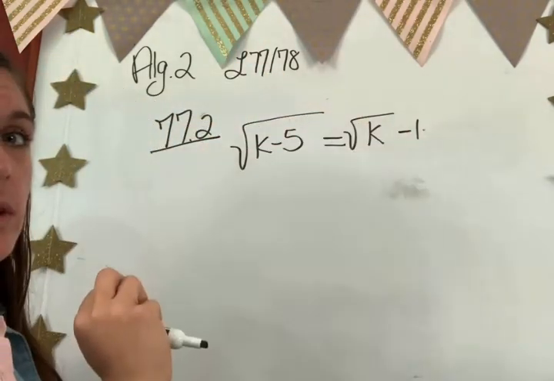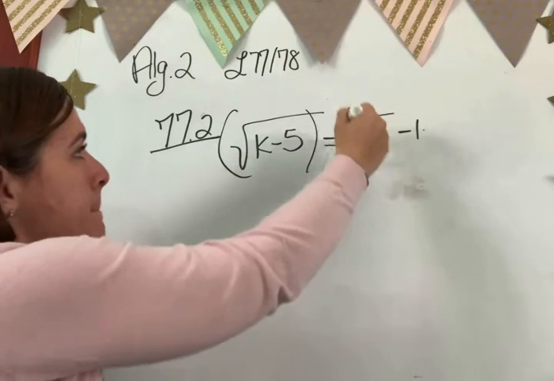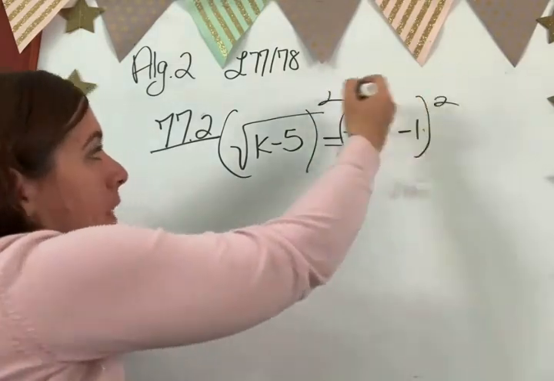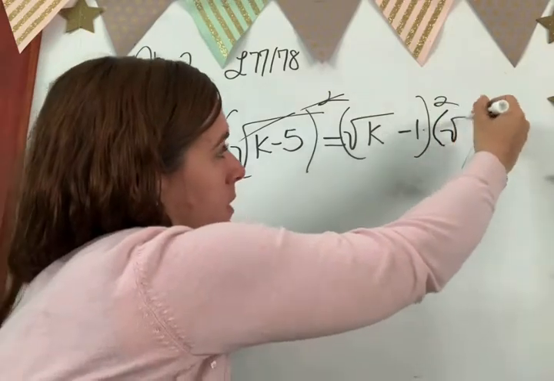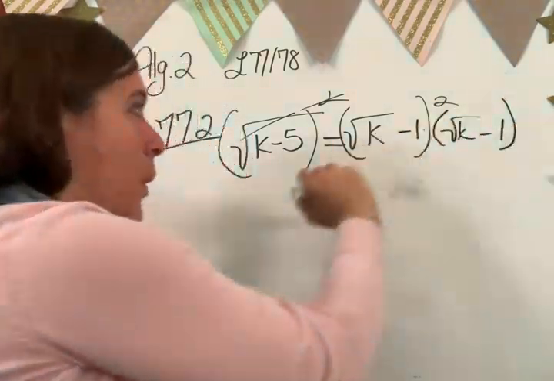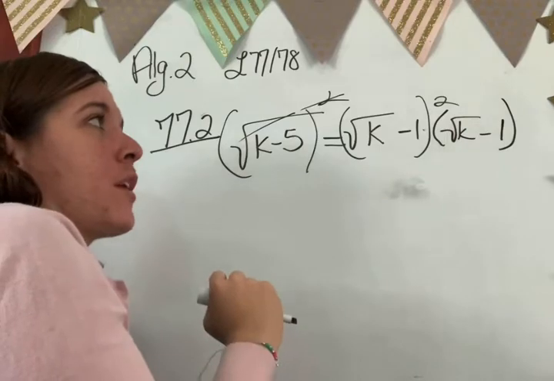And now what do you think we do? We square it. Square this side, square this side. That will get this off. And we're hoping it'll get it off here, but we have to distribute it to see what's going on with that, because not the whole thing is under the square root.